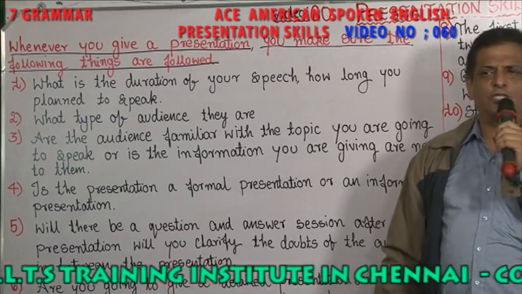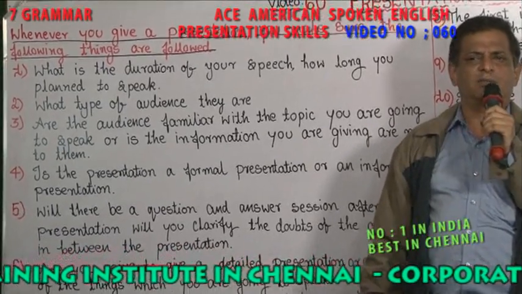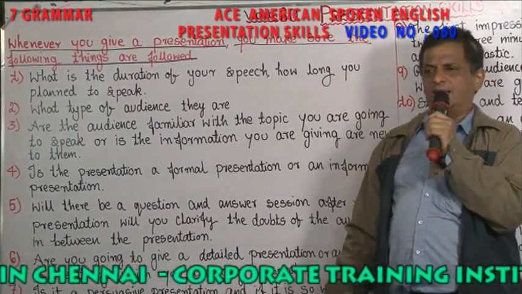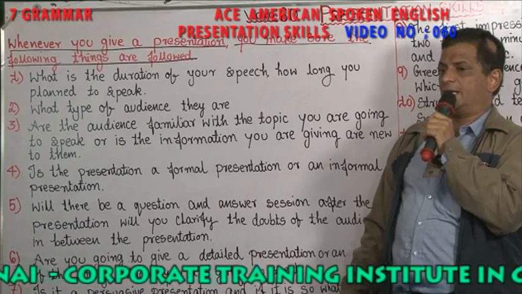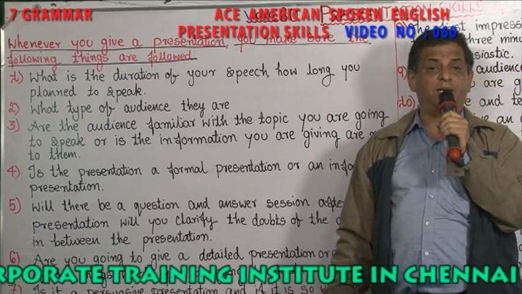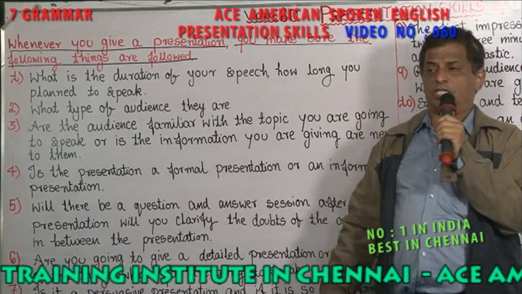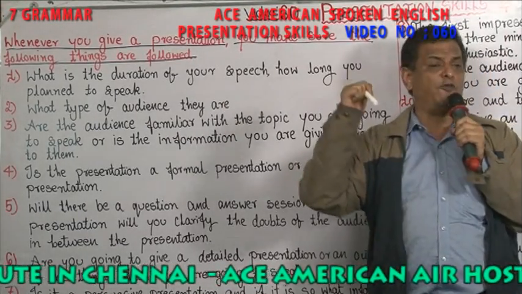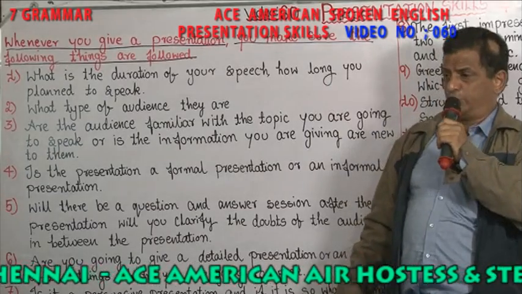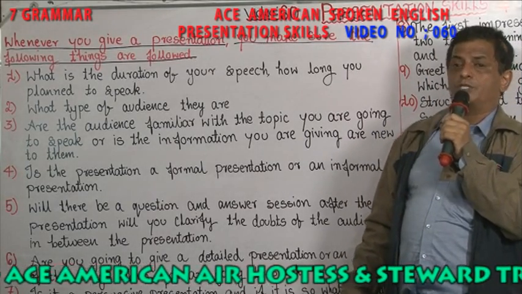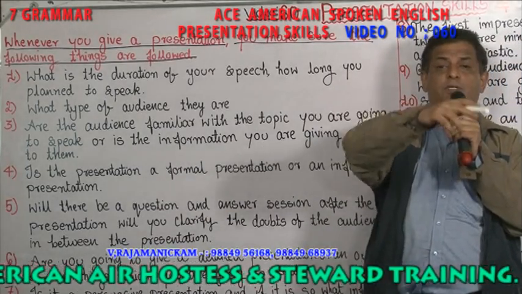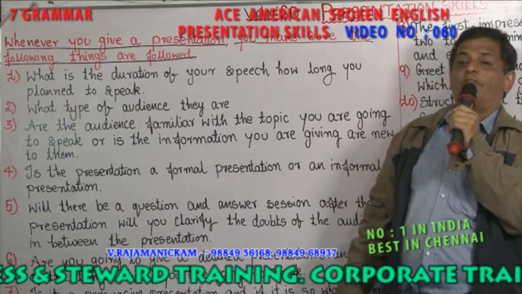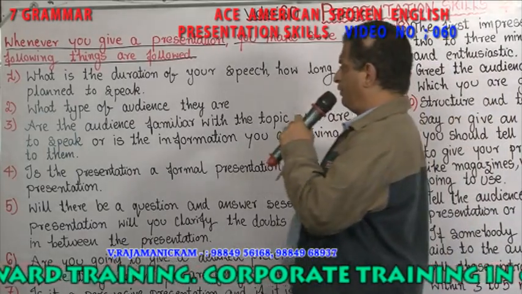Are they college-going students or school-going students, or literate people or illiterate people? Are they coming from a rural area? Are they coming from a city area? Are the people business-minded people, or are they religious people? You try to find out what type of audience they are. According to that only you can speak. You cannot speak to a politically interested group about religious activities. So you find out what type of audience is there.